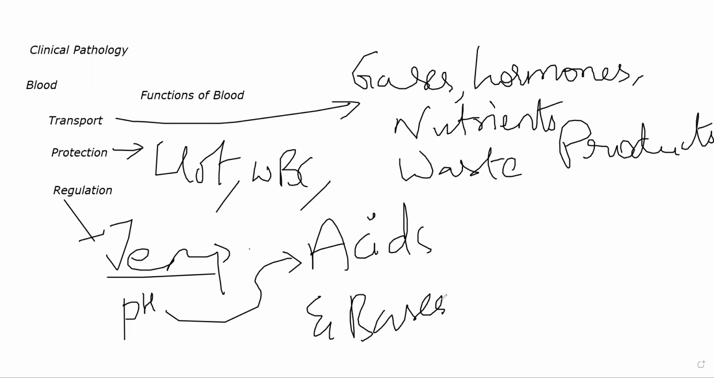All right, lots of problems. Other than that, another regulatory function is water balance. It helps make sure that the volume of blood is maintained, and whatever excess water is there is either transferred into tissues or excreted out into your urine. Anyway, these are the three basic functions of your blood.